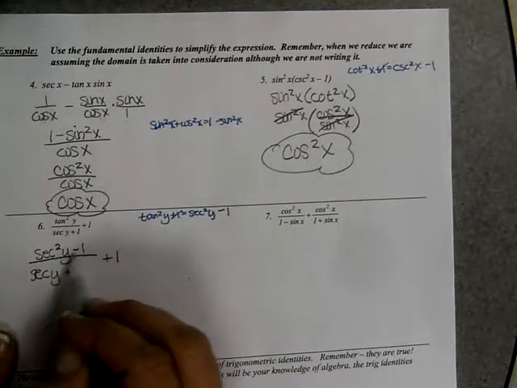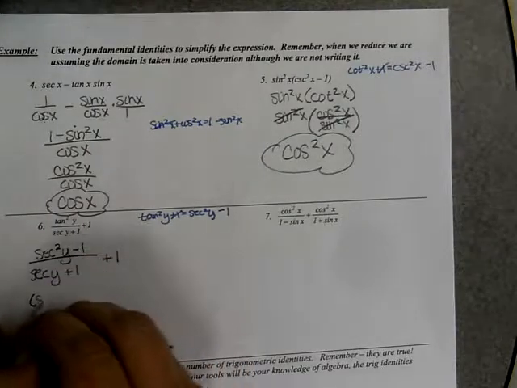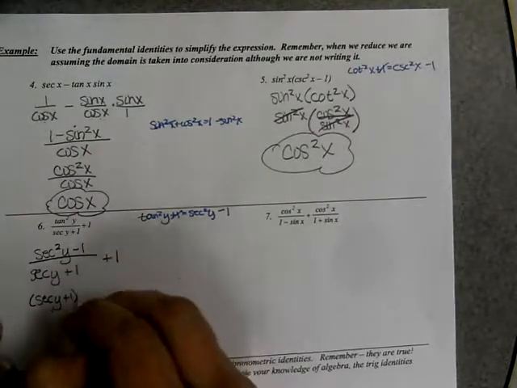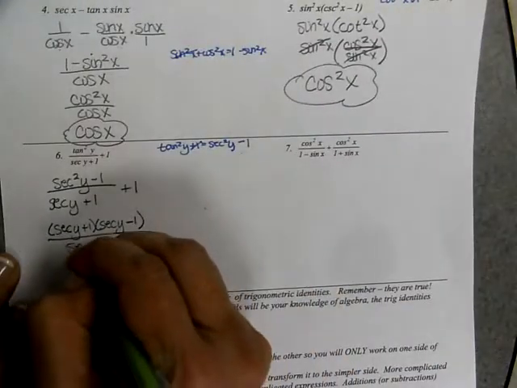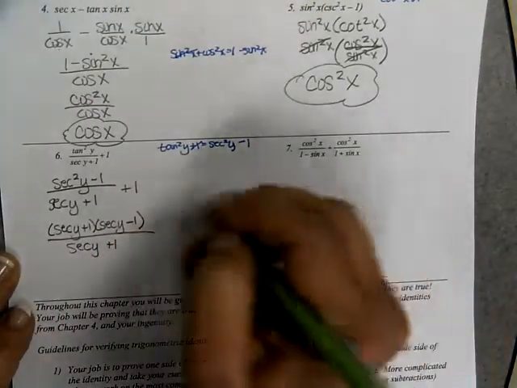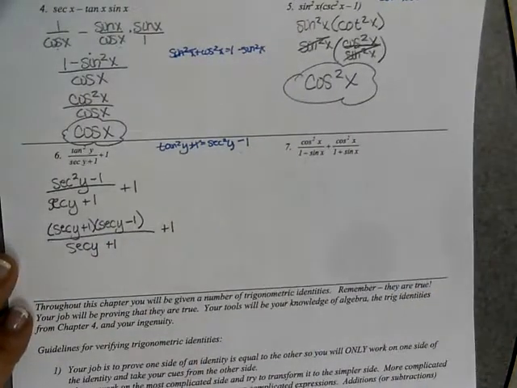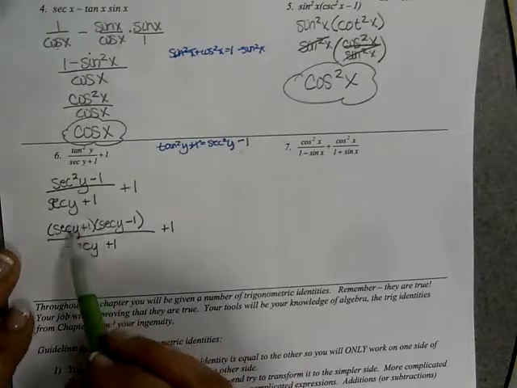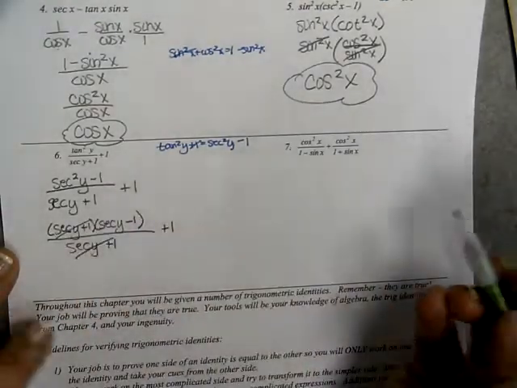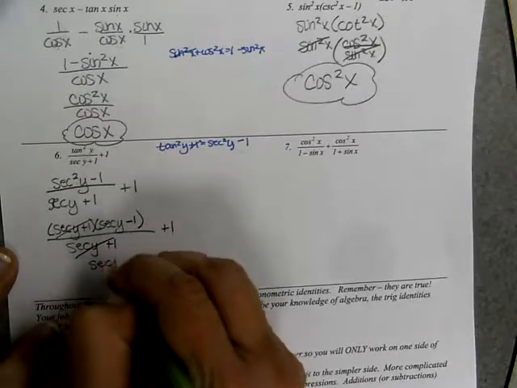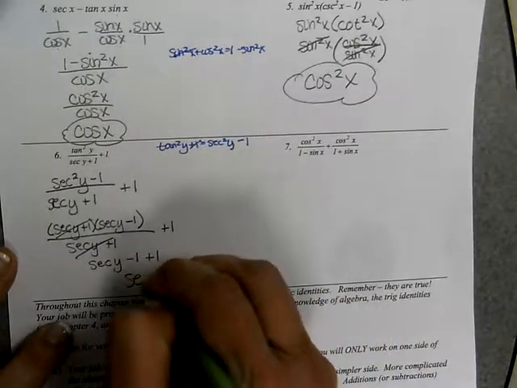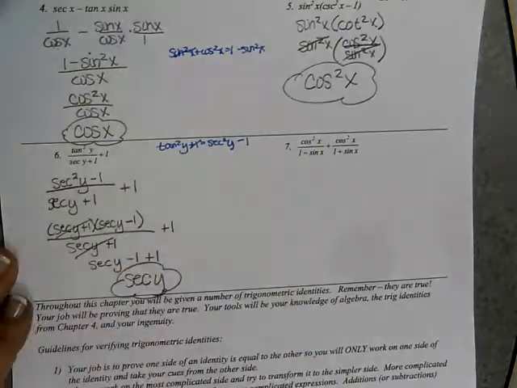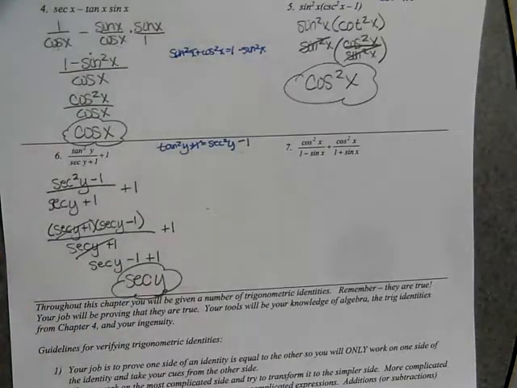Well, isn't this factorable? This is the difference of squares. So I can make this secant y plus 1 times secant y minus 1, and then that can all be over secant y plus 1. And then I have this plus 1 here also. And notice that when I factored, I can cancel these out, and I'm just left with secant y minus 1. And then I have this plus 1. Well, the negative 1 and 1 cancel, and I'm just left with secant y. There we go. See, these are so fun.